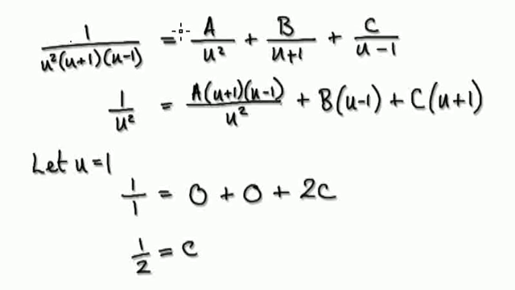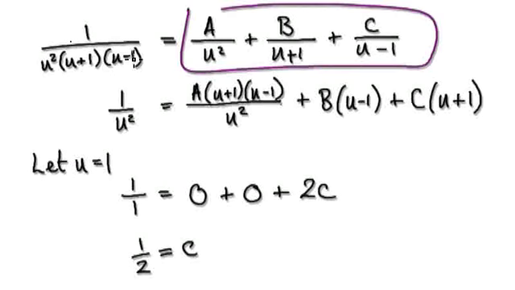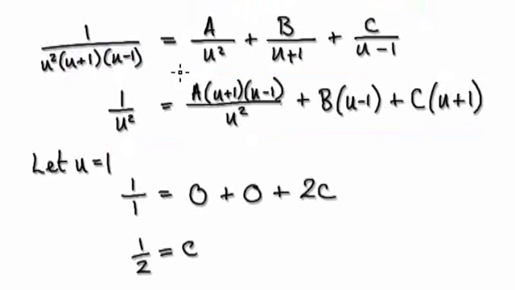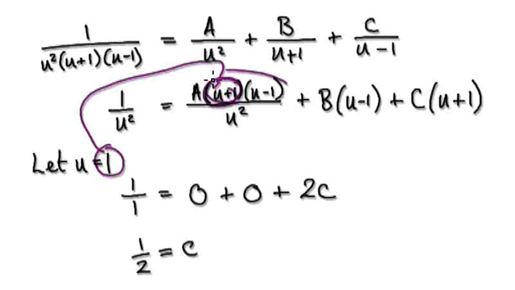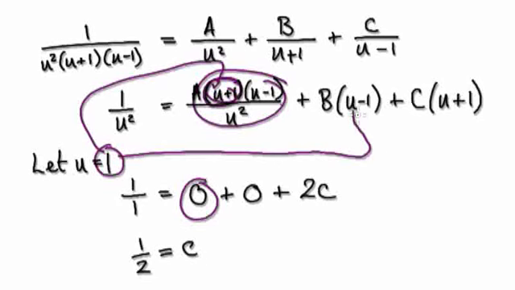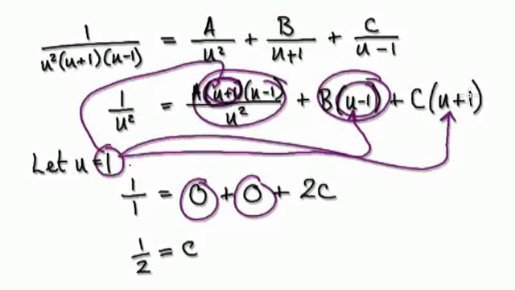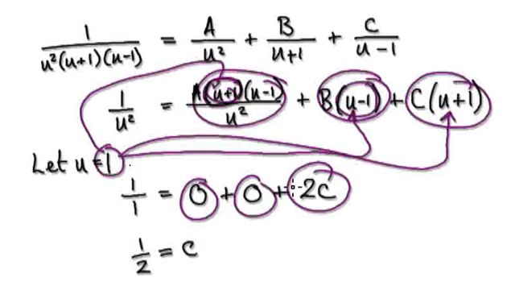And then, so currently earlier we were here, times everything by this. That will then take us to this. So now let u be 1. So if you put 1 into here, then this thing here will be 0. If this thing here is 0, then the whole thing will be 0. If you put 1 into here, then this thing here will be 0, making the whole thing 0. If you put 1 into here, this thing will be 2c.